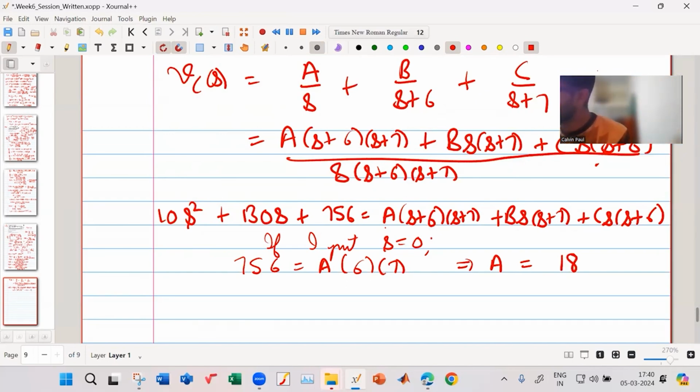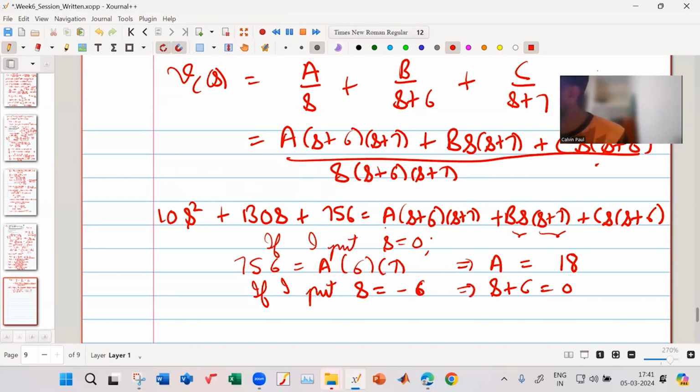So simple. I want to find A, B, and C. If I want to find A, I will try to eliminate B and C, so if I put S equal to 0, they will get eliminated. Now I want to find the value of B. It has S plus 7. It does not have S plus 6. So if I put S equal to minus 6, what will happen? S plus 6 will become 0.